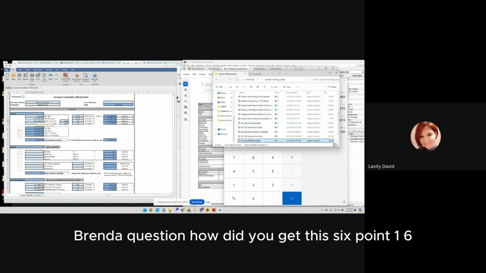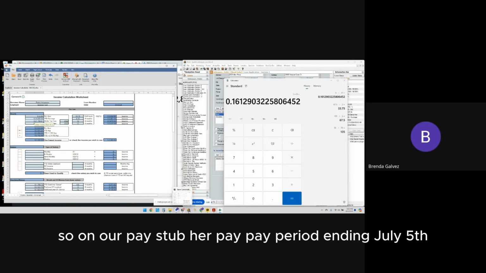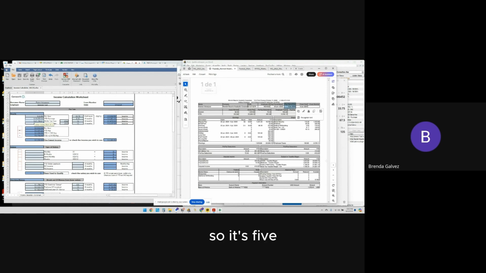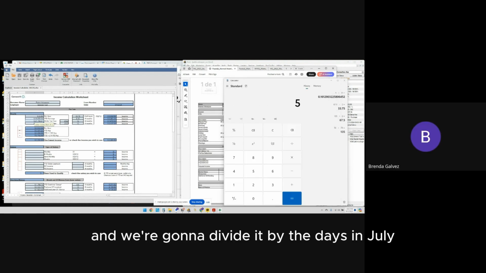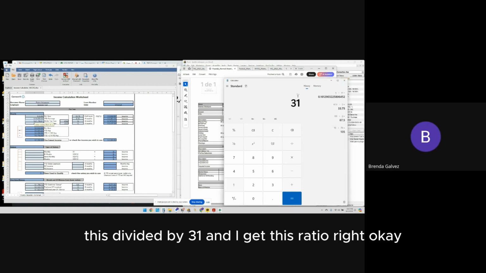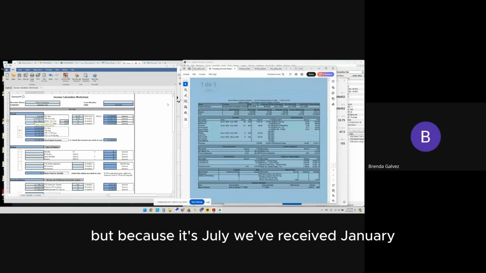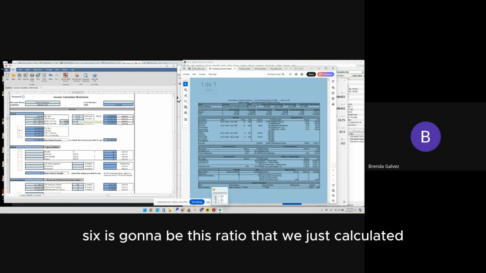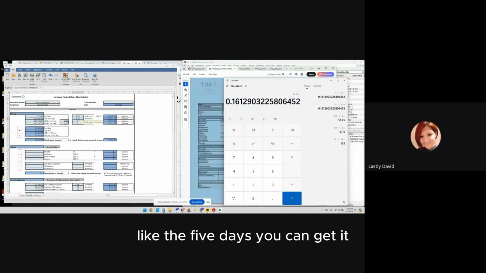Brenda, question, how did you get the 6.16? So on our pay stub, her pay period is ending July 5th, right? Okay. So it's 5, and we're gonna divide it by the days in July. July, we have 31 days. This divided by 31, and I get this ratio, right? Oh, okay. Yeah. But because it's July, we've received January, February, March, April, May, June. So that's our 6 months. The 0.16 is going to be this ratio that we just calculated. Like the 5 days. Okay, got it.